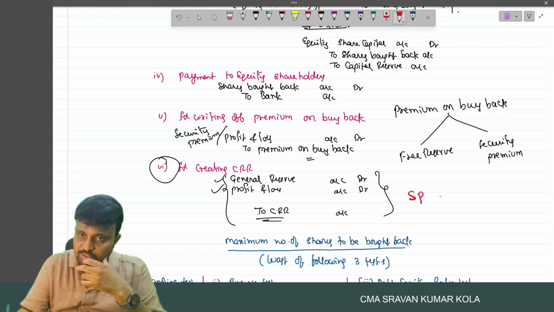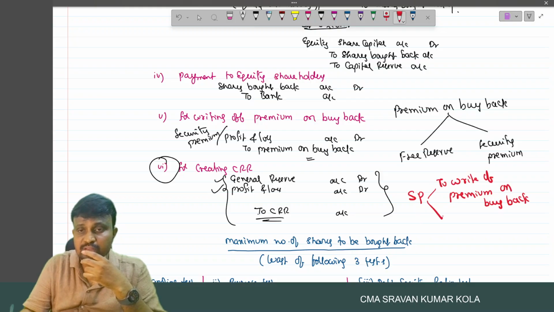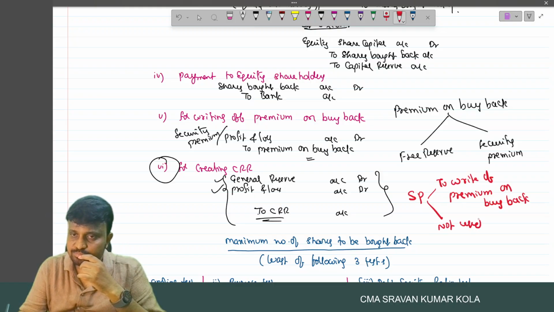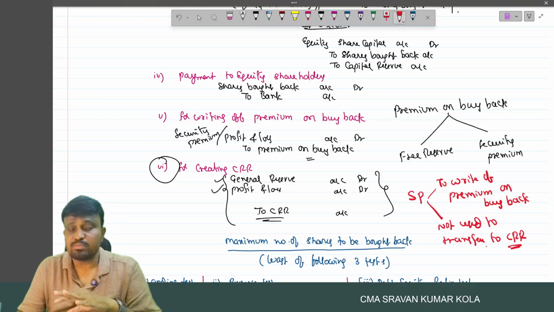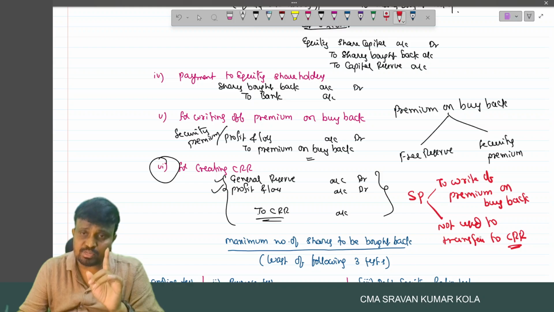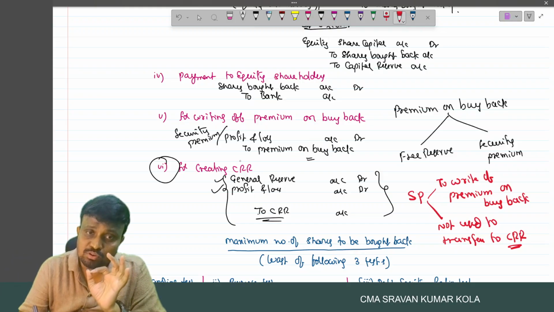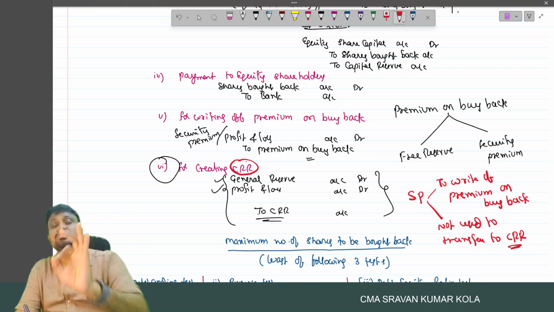So remember, security premium is used to write off the premium on buyback. But security premium cannot be used to transfer to CRR. So no amount we transfer from security premium to CRR. Remember, security premium can be used to write off the premium on buyback, but not used to transfer the amount to CRR. And the amount transferred to CRR should be made out of free reserves only.